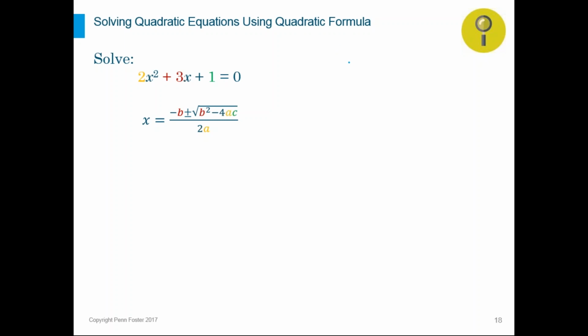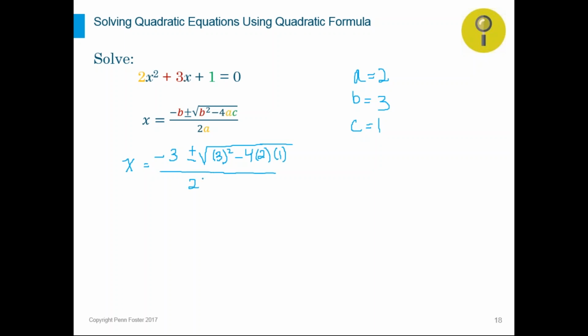Step 2, find out the values: A equals 2. This is the A. B equals 3. And C equals 1. Step 3, plug in the numbers correctly in the formula. Then x equals negative B, which is 3, plus or minus the square root of B squared, so it's going to be 3 squared because B is 3, minus 4 times A, which is 2, times C, which is 1. And then over 2A, so it's 2 times 2.